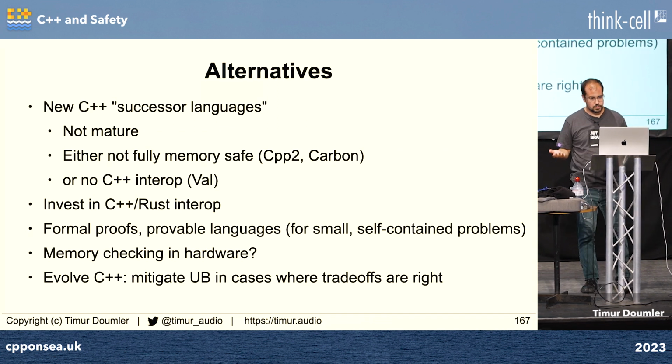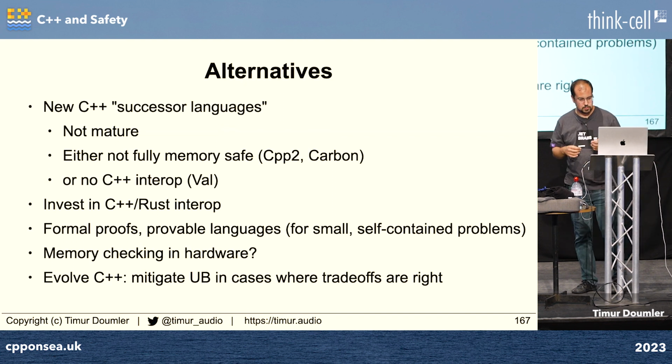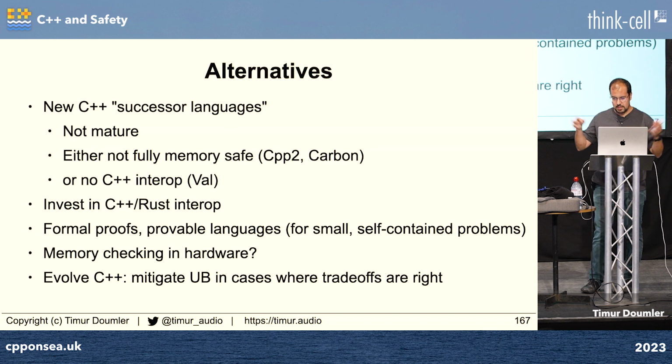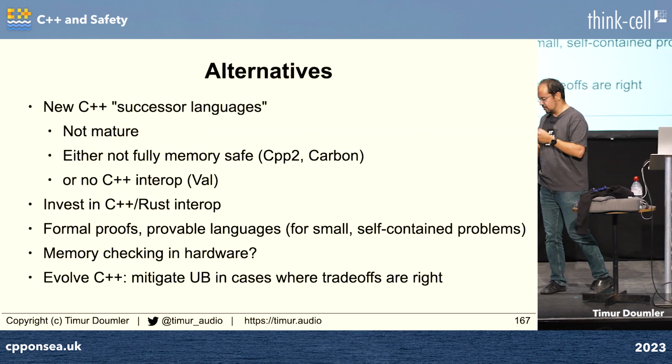We have formal proofs and provable languages and all of that stuff. It works for small self-contained problems. I was talking to some automotive people and they said, we do this model in MATLAB, we have a formal verification, then we generate the C code, and it works as long as the system is really small, like the program that triggers the airbag.